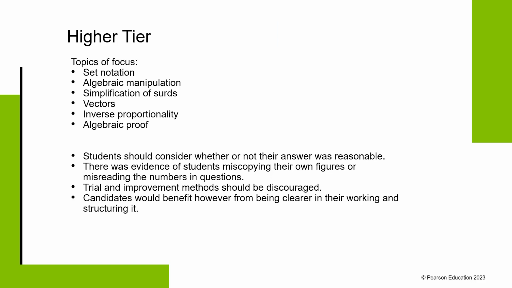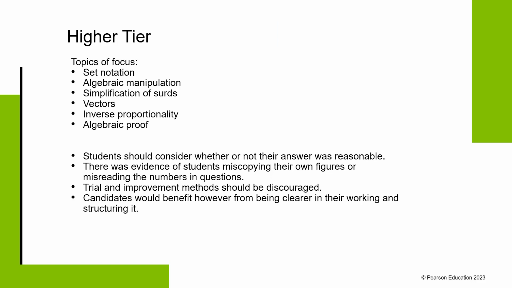Vectors needs some focus, as well as inverse proportion, and algebraic proof, of course, will feature on our to-do list, if you like, at the higher tier. But it was important to pick up specifically on the higher tier that the examiners are saying that students really need to consider the reasonableness of their answer at the end. Does it seem right? Is it suitable? Just make sure that students are really checking. Does that feel like it's around there, that estimation element?